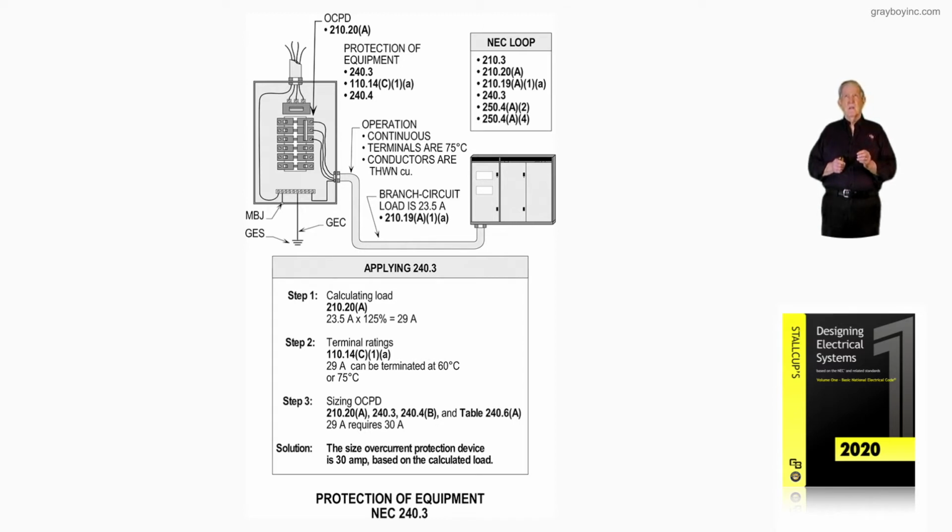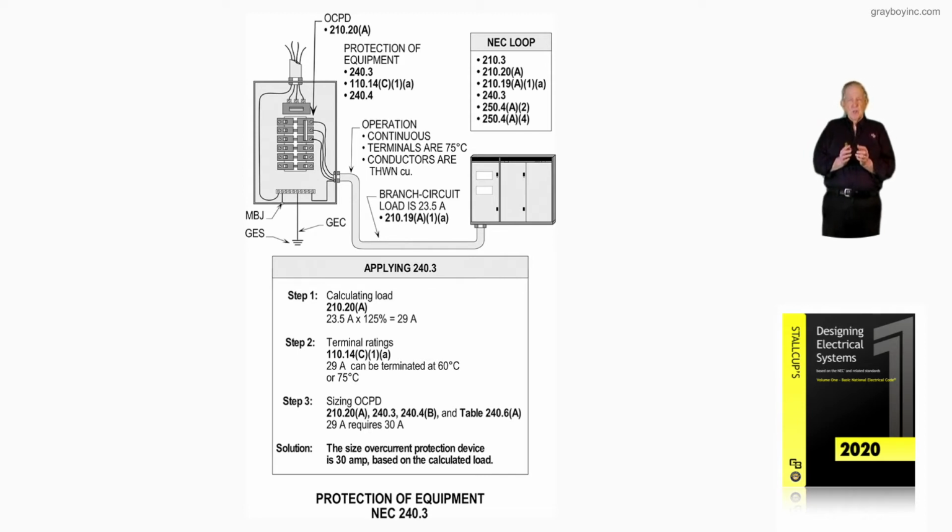210.20(A), 210.19(A)(1)(a), then you would look at 240.4(A)(2) and 250.4(A)(4). Now, those kind of go together, that when you read all of them, it makes better sense what 240.3 is requiring. Now, in the information, we're showing the overcurrent device, 210.20(A).